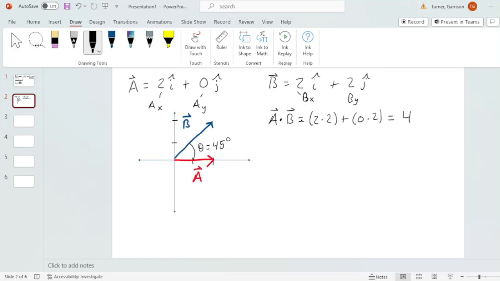So now I need to calculate the angle, which will be the cos inverse of A dot B over the magnitude of A and the magnitude of B. So now I need to calculate magnitude A and magnitude B. Well, magnitude A is going to be a really simple calculation, but both of these are going to be found from the Pythagorean theorem.